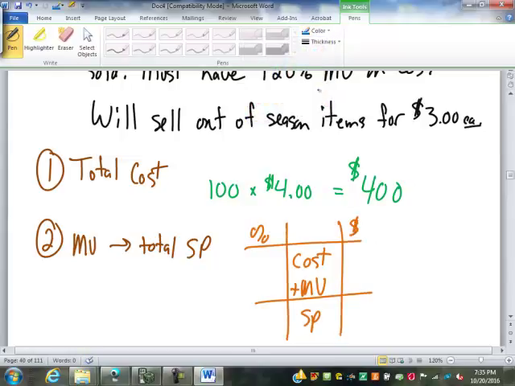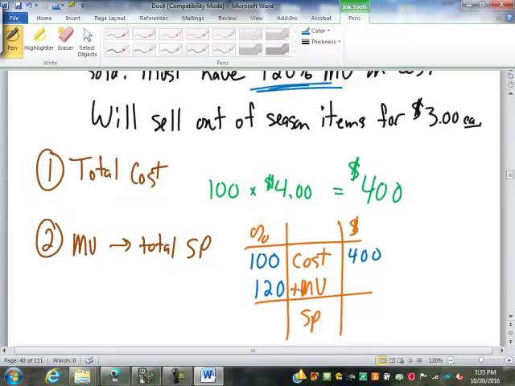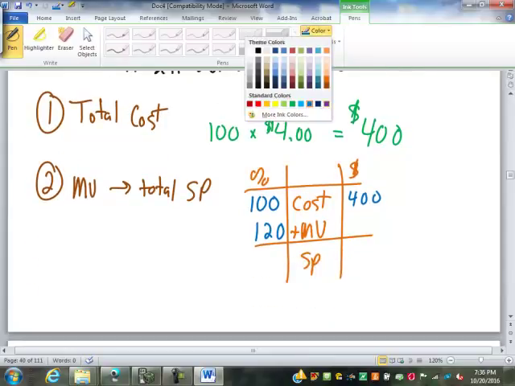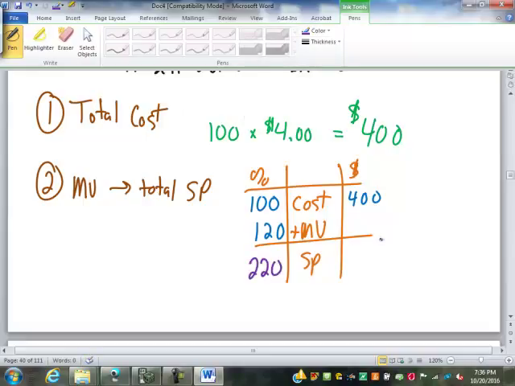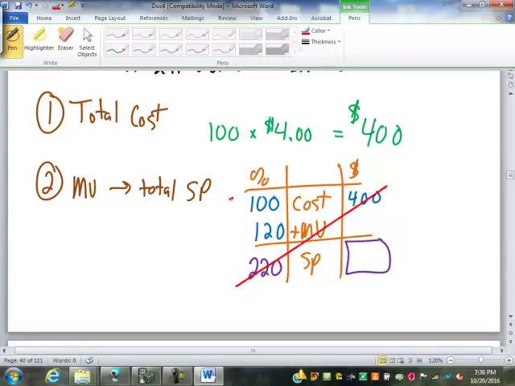What goes in our table? $400 cost. What else? Cost is on, markup is on cost, so 100% goes in for the cost. And 120% markup, so 120% goes in for the markup. Which means the selling price is $220. So looking for that amount, 220 times 400 divided by 100 is $880. That's what we need.